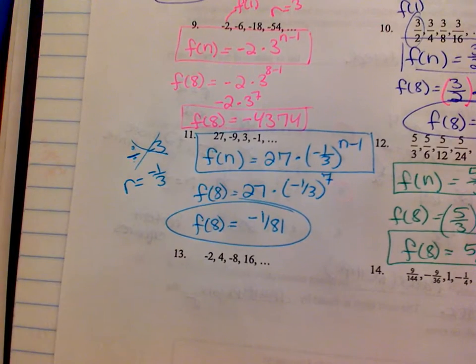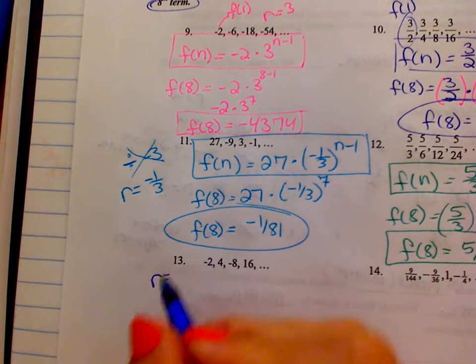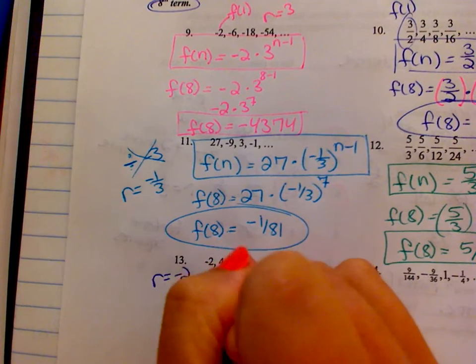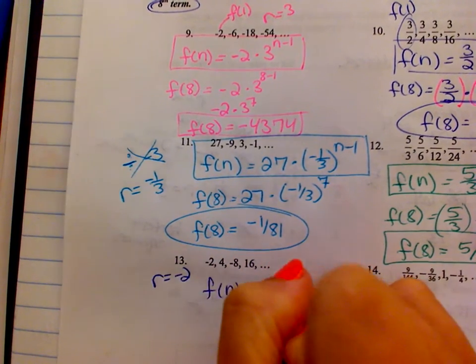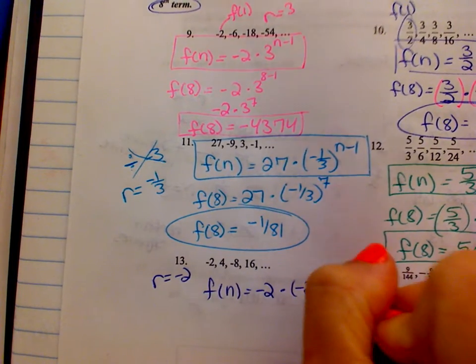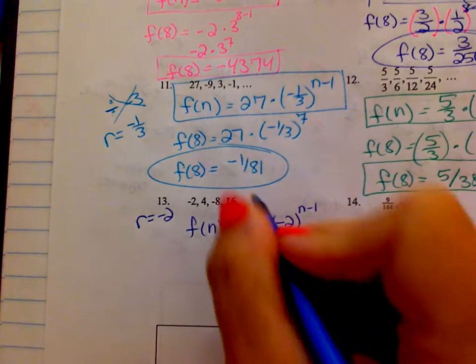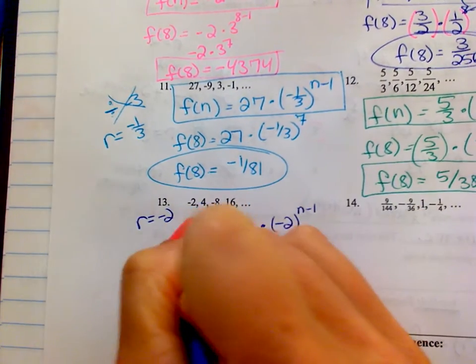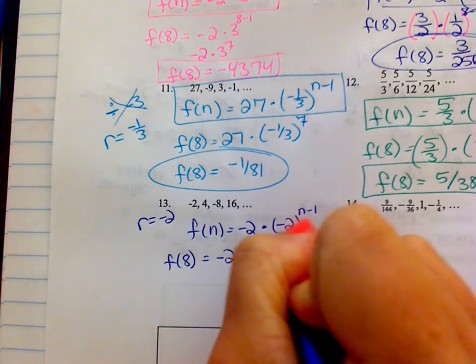Number 13. Pretty easy to see. We keep multiplying by -2, and our first term's also -2. Again, this is negative, so I'm going to go ahead and put it in parentheses. The 8th term is -2 times -2 to the 8 minus 1.